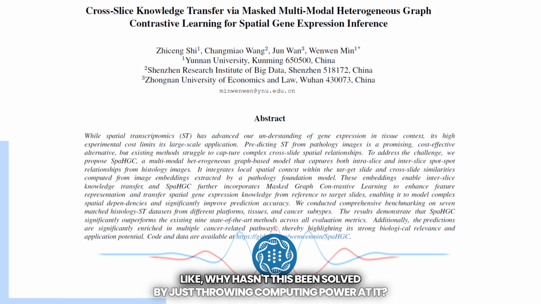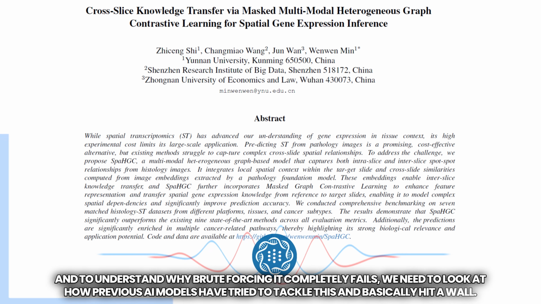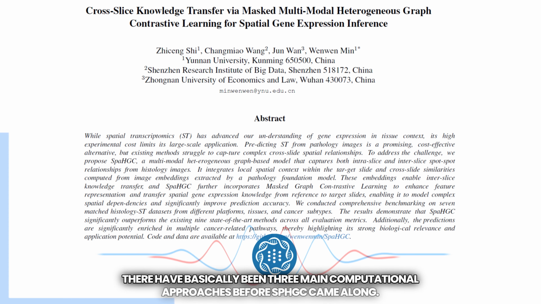Like, why hasn't this been solved by just throwing computing power at it? It's a very logical assumption. And to understand why brute forcing it completely fails, we need to look at how previous AI models have tried to tackle this and basically hit a wall. Okay. There have basically been three main computational approaches before SpaHGC came along.